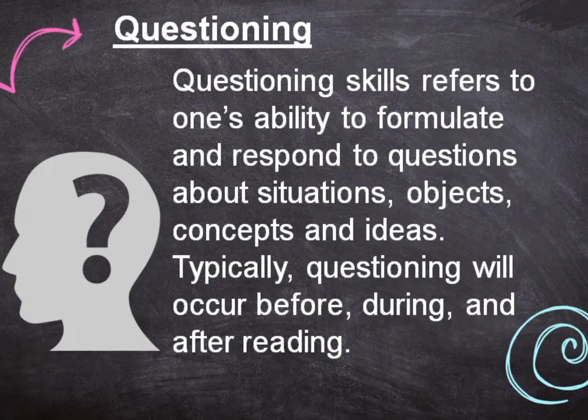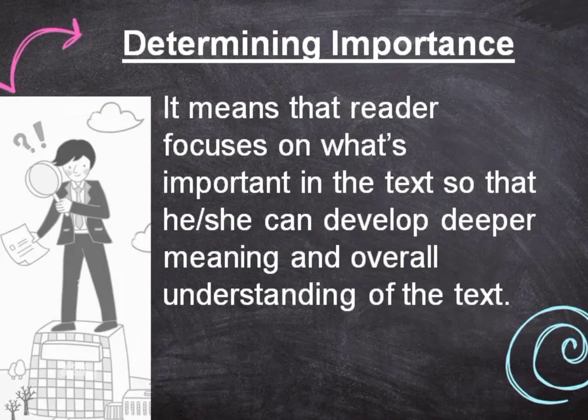Next essential strategy is questioning. Questioning skills refer to one's ability to formulate and respond to questions about situations, objects, concepts, and ideas. Typically, questioning will occur before, during, and after reading. This essential literacy strategy enables students to self-monitor their textual understanding. If a reader simply decodes the words without asking what the text is saying and clarifying its meaning, comprehension will be lost.